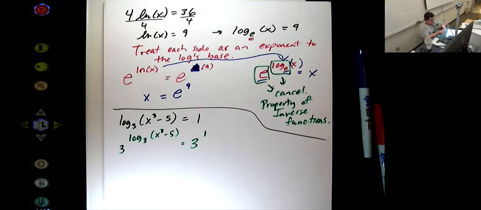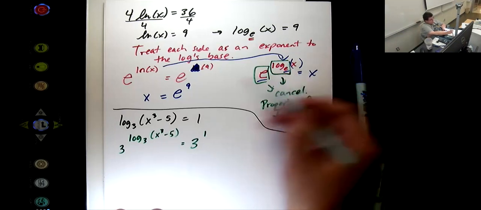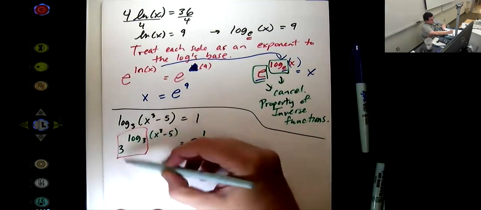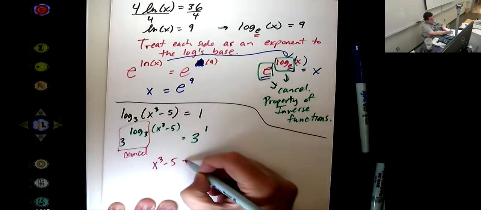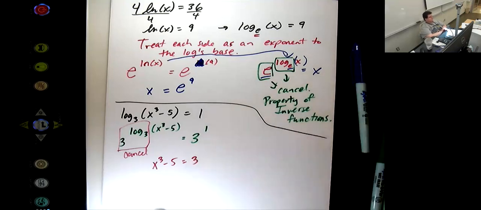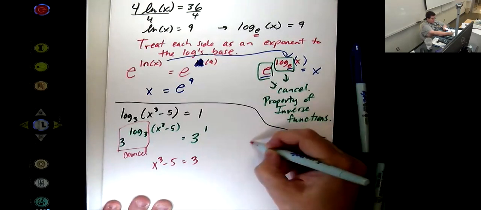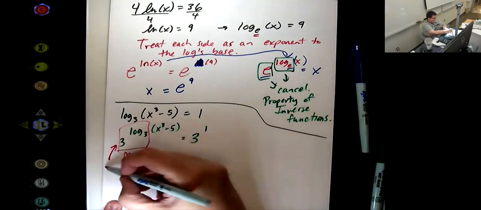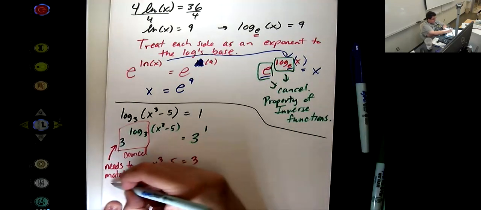Because this property holds, these cancel out. And I get x cubed minus 5 equals 3 to the first power, which is just 3. Can I put any other base as well, instead of 3? You can, but it's not going to cancel out, so it's not going to pull the exponent out. It needs to match the log base.